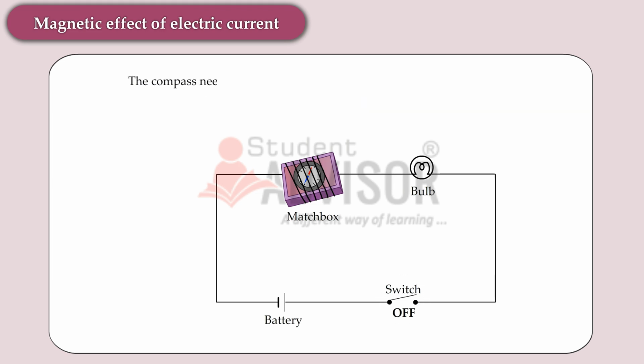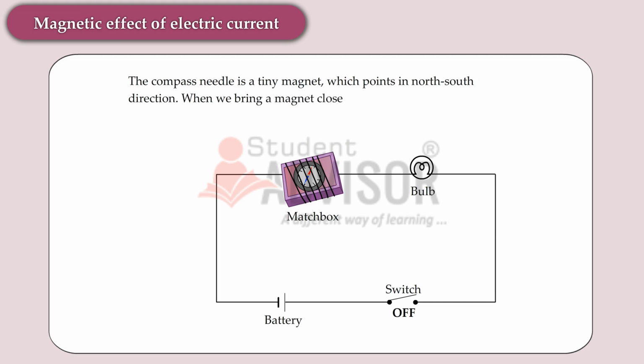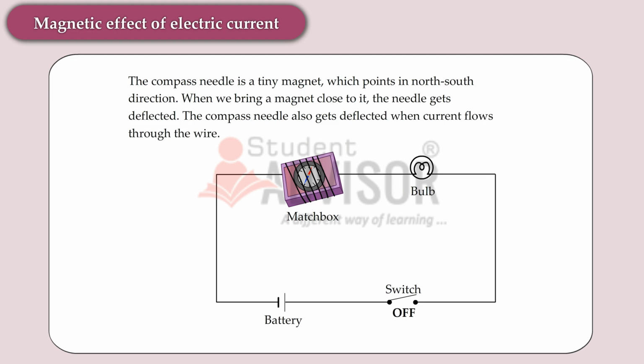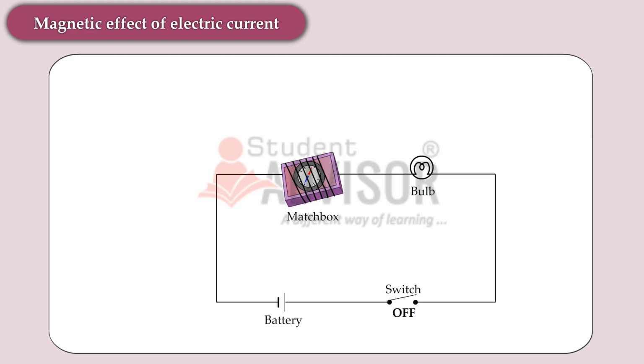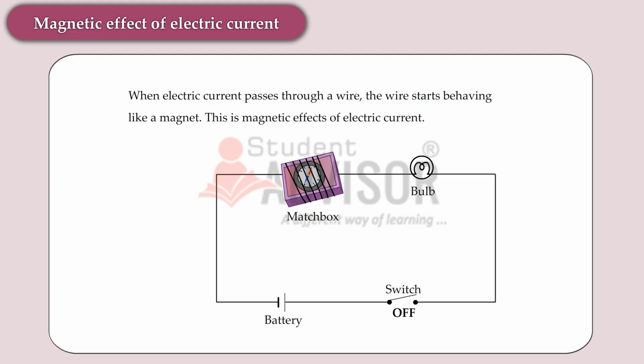The compass needle is a tiny magnet which points in north-south direction. When we bring a magnet close to it, the needle gets deflected. The compass needle also gets deflected when current flows through the wire. When electric current passes through a wire, the wire starts behaving like a magnet. This is a magnetic effect of electric current.